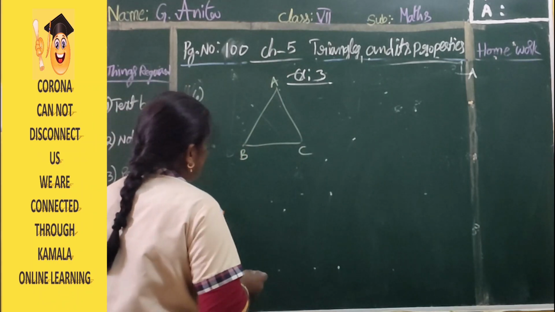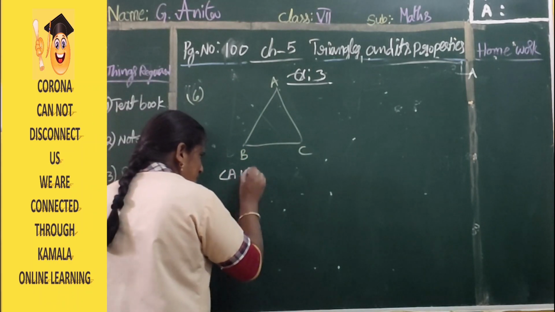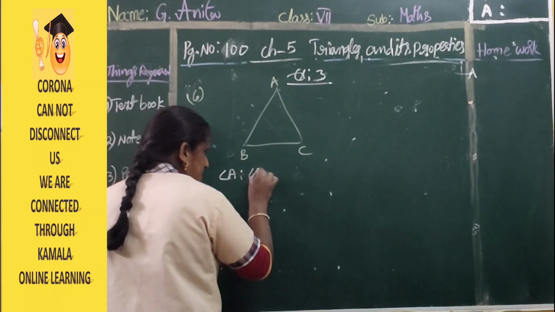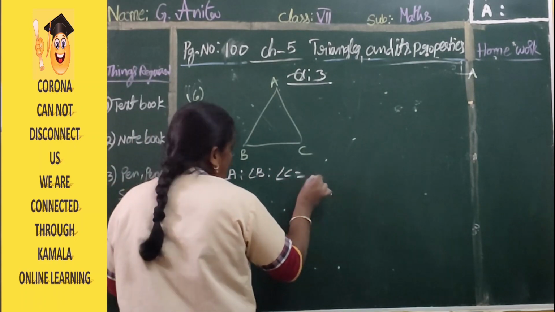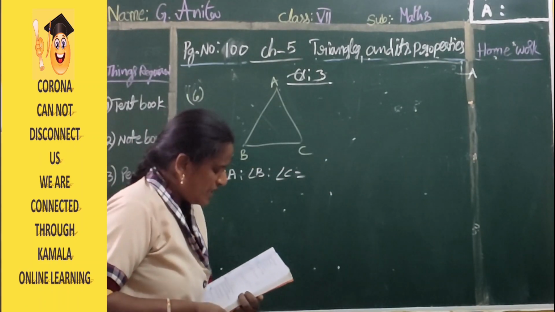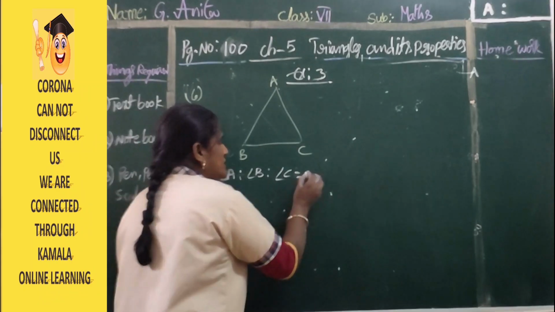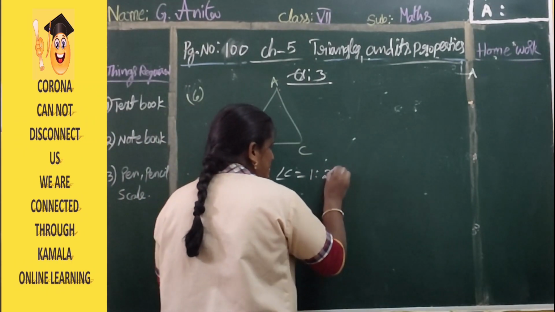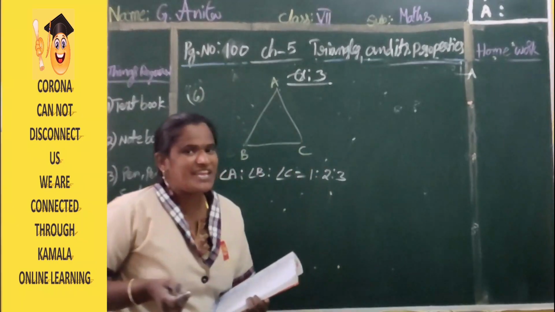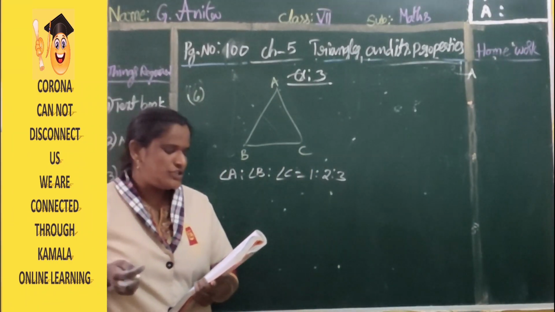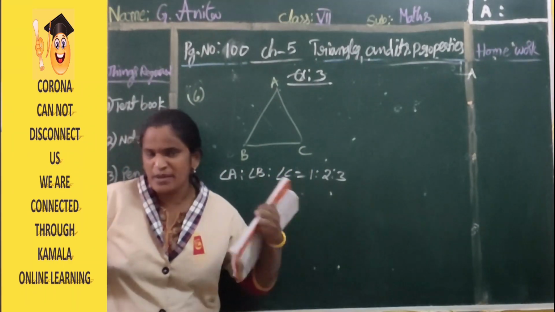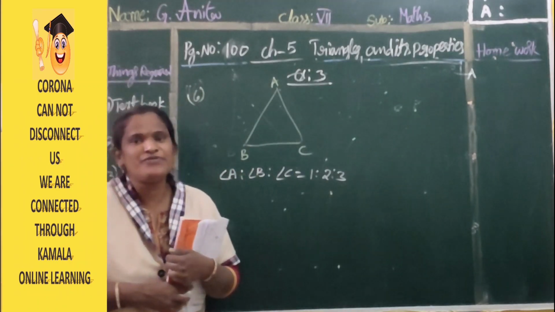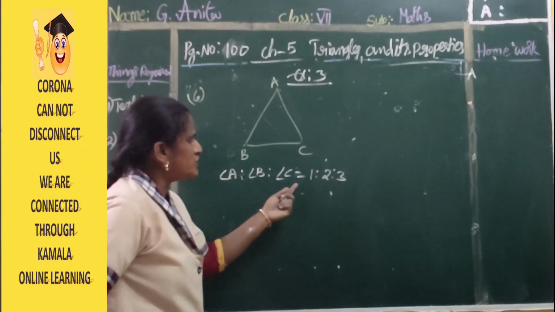In triangle ABC, the ratio of angle A to angle B to angle C is given as 1 is to 2 is to 3. What is this ratio? The ratio of the angles is given in triangle ABC.